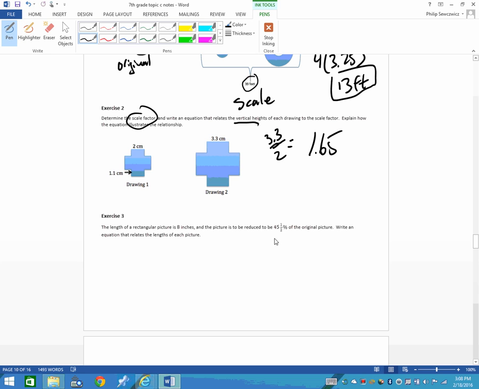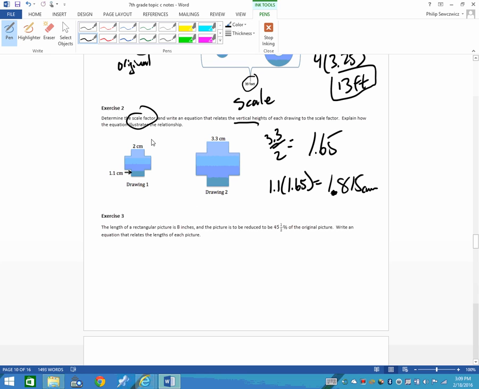Hello, scale factor. Now, we want to write an equation that relates the vertical height. So if the height of this is 1 and 1/10 and 1 and 65/100 is my scale factor, there is my equation that relates them. When we do that, we get 1 and 815/1000 centimeters. That would be the other vertical distance that we've got going on here.